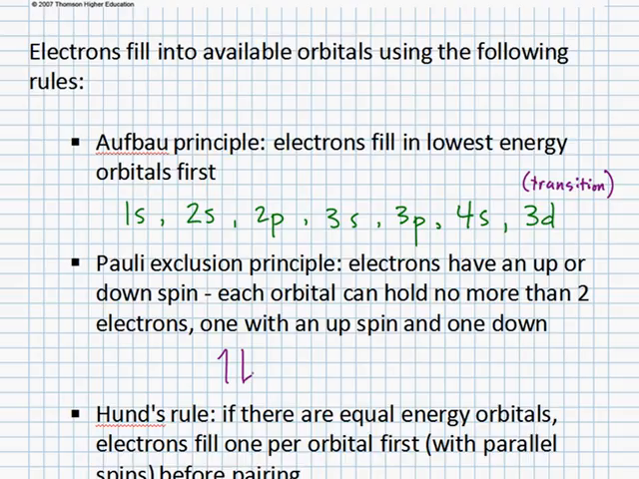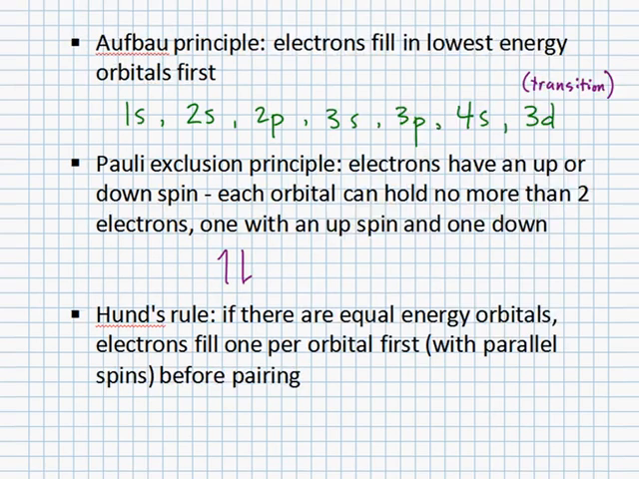Okay? Pauli exclusion principle just tells us that it's impossible for us to have two identical electrons in an atom. And if I had two up-spin electrons within the same orbital, there would be nothing distinct about those. So one has to be up and one has to be down. So the last principle is Hund's rule.